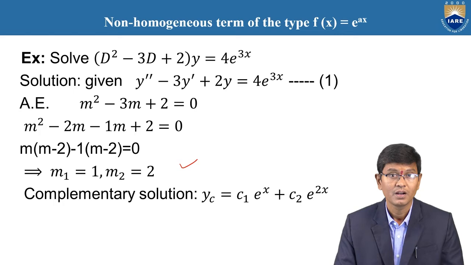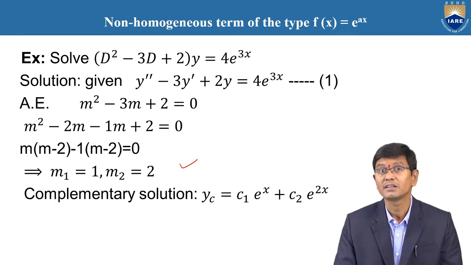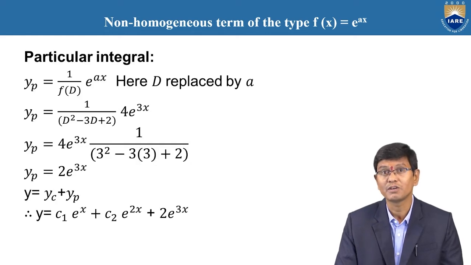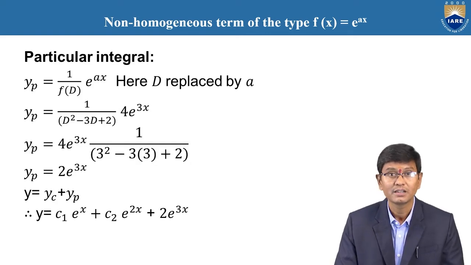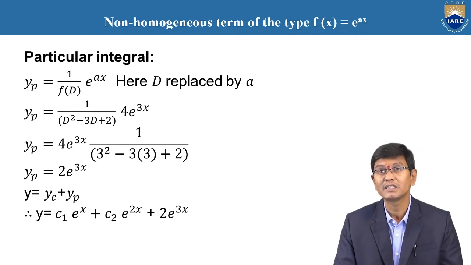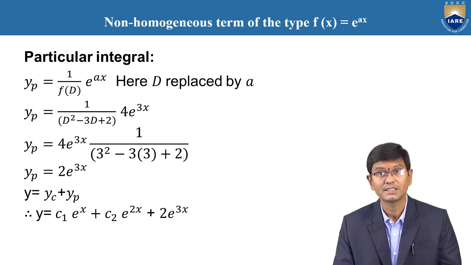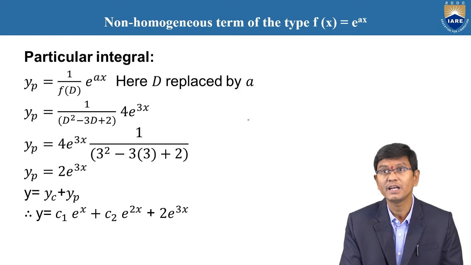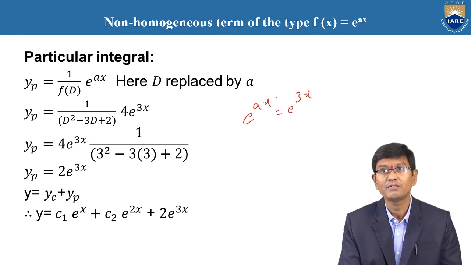Now we need to find the particular integral, that is yp is equal to 1 by f of D into e power of ax. That means 1 by D square minus 3D plus 2, the given differential equation, into 4 into e power of 3x. Therefore, you need to replace D with a in the denominator. According to e power of ax, the given problem is e power of 3x. Therefore, you need to replace a is equal to 3.